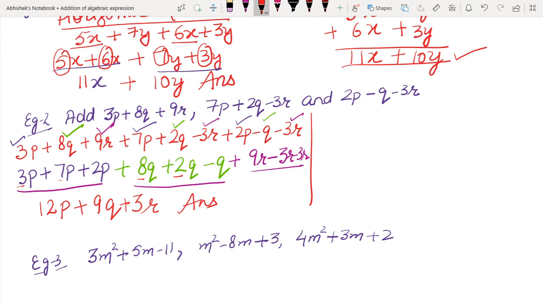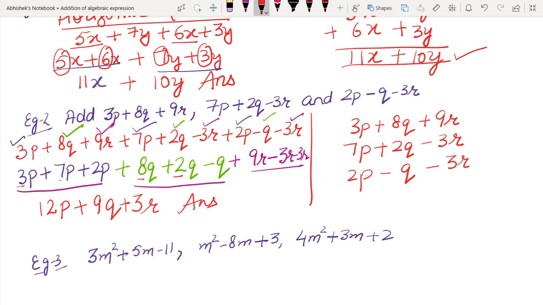Now let's discuss the column method. In the horizontal and column methods, we will get the same answers. In this method, each expression is written in a separate row such that like terms are arranged one below the other. So in the first column we have taken p variable, in the second column we have taken q variable, and in the third we have taken r variable. So now just simplify it.